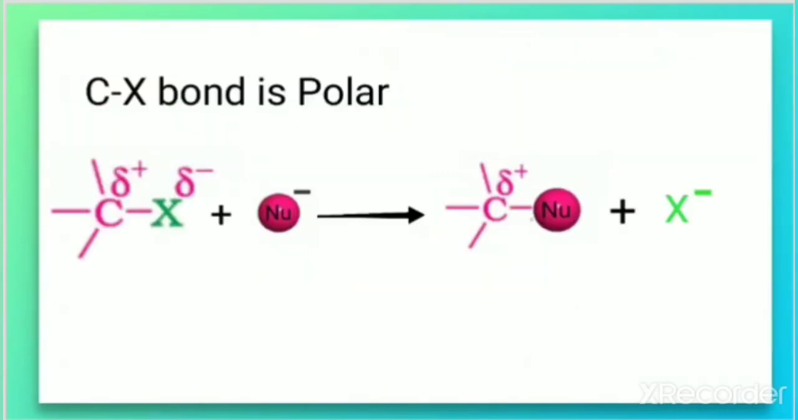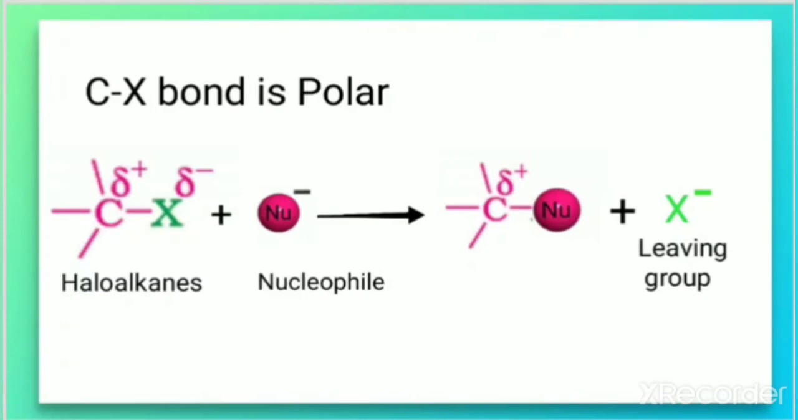Nucleophilic substitution reaction is due to the polarity of the C-X bond. Greater the C-X bond is polar, greater will be the reactivity. Here, C-X is in a haloalkane, where Nu is represented as nucleophile and X is the leaving group. Halide ions are usually very good leaving groups. Better the leaving group, faster is the nucleophilic substitution reaction.